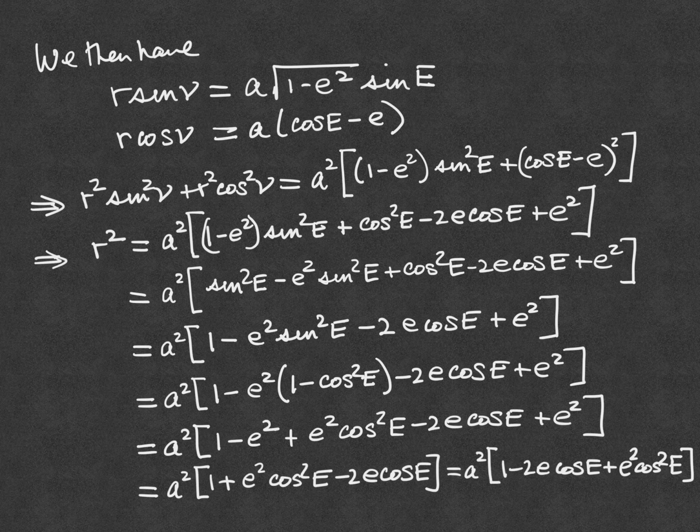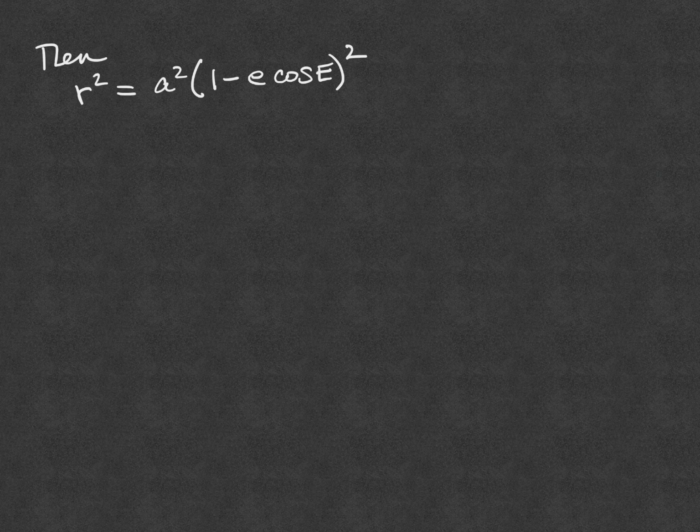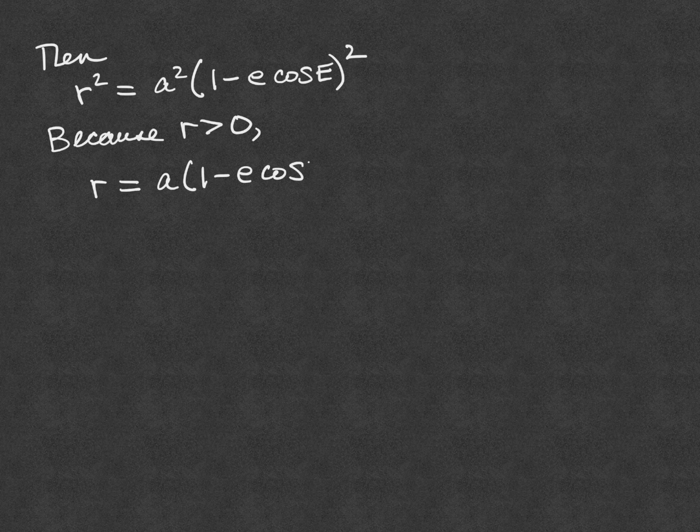Now this last expression that's in the square brackets is actually a perfect square, which can be written in the following way. So then r squared is equal to a squared times (1 minus e cosine E) the whole thing squared. That's the perfect square. Now, because r has to be bigger than 0, because it's a radius, the positive square root is the only one that matters. We wind up with r equal to a times (1 minus e cosine E). So that's a relationship now for the radius in terms of the eccentric anomaly.